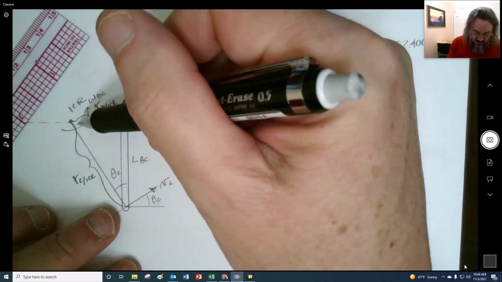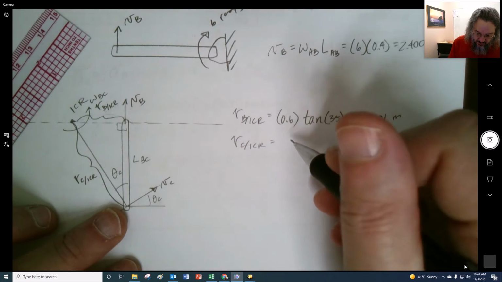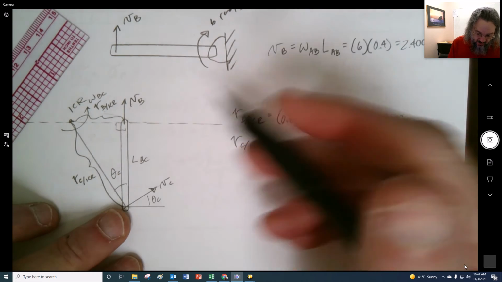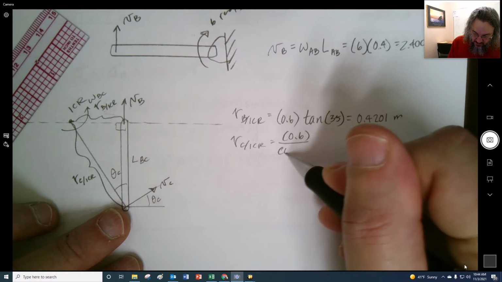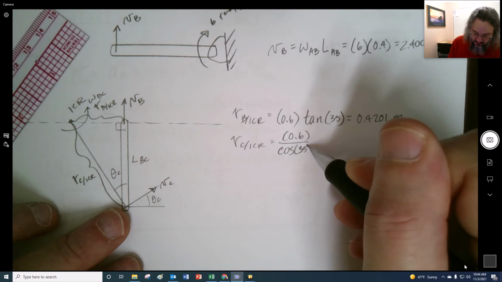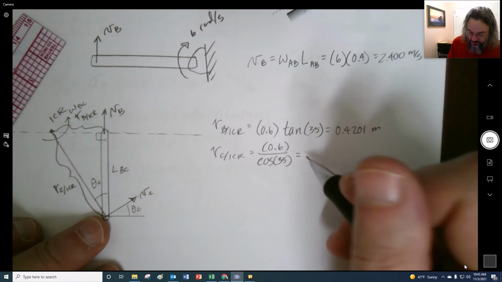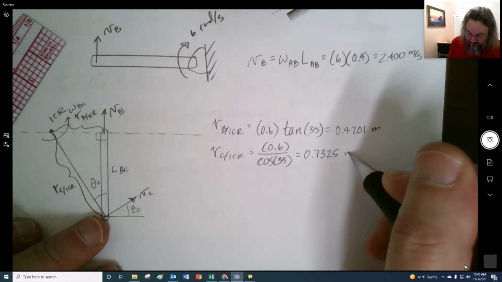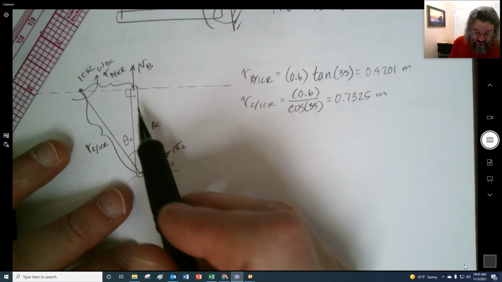While we're here and doing this, let's get the RC with respect to ICR. Now, this is the hypotenuse, and this is the adjacent, and we want the hypotenuse, so what we want to do is divide the adjacent by the cosine. So we go 0.6 divided by the cosine of 35, and we get 0.7325 meters. And okay, so now we're armed and dangerous with everything we need.